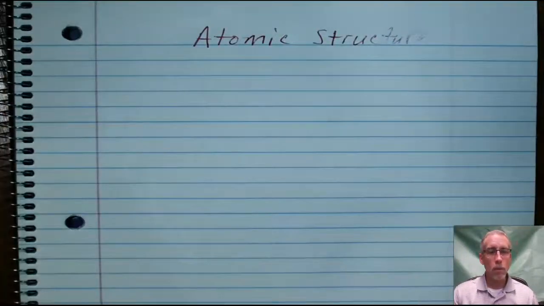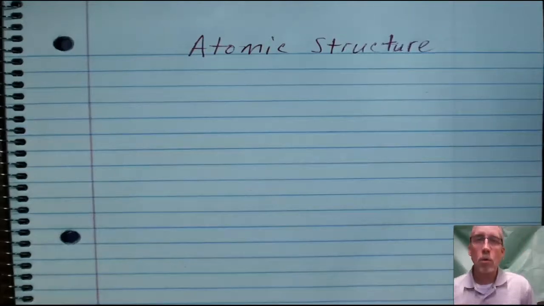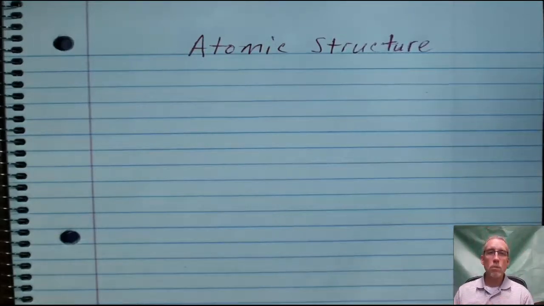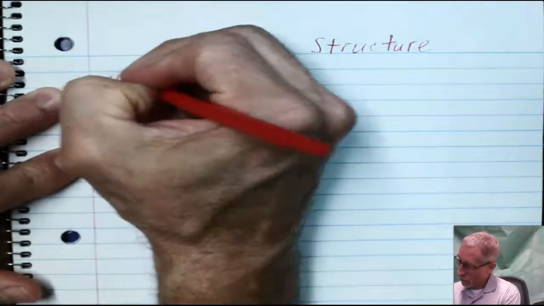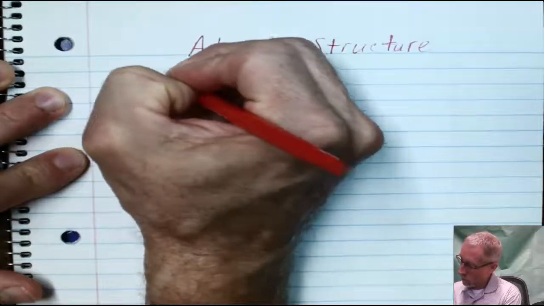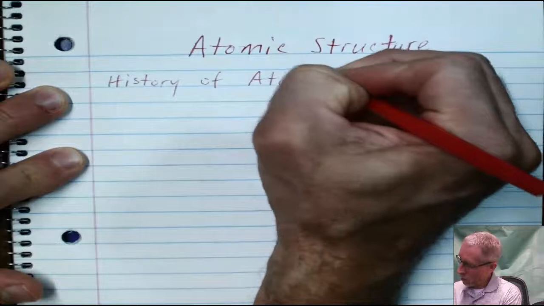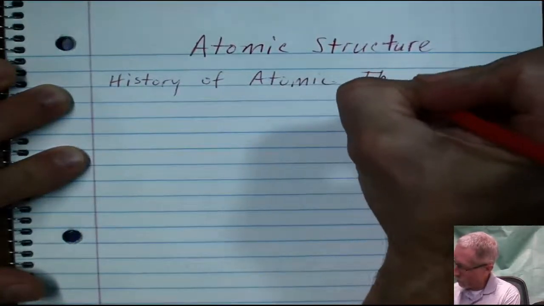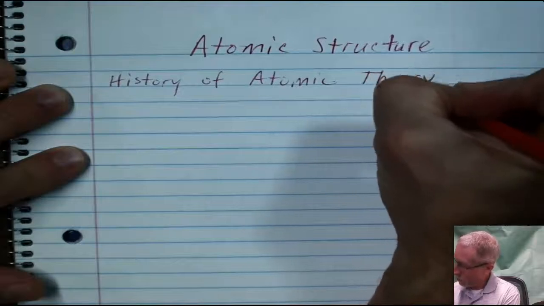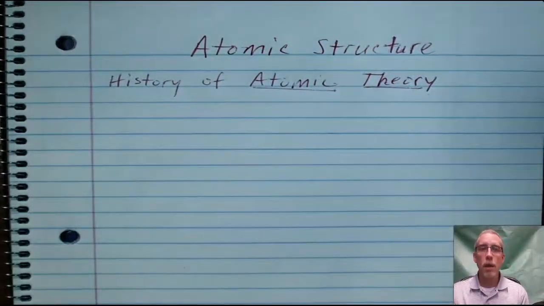Right now is a good time for my pen to die. So atomic structure will be our unit name, and we'll call this part of the unit the history of atomic theory. Remember, if I ever write too fast for you, you can always slow it down or stop or pause. Okay? Atomic theory will be kind of the theme for today.